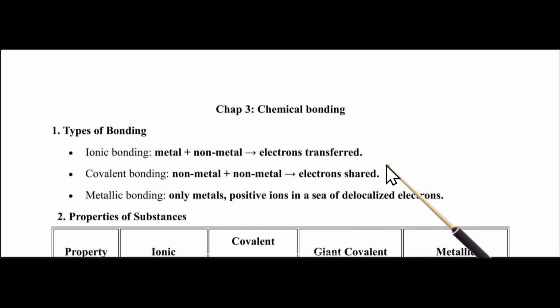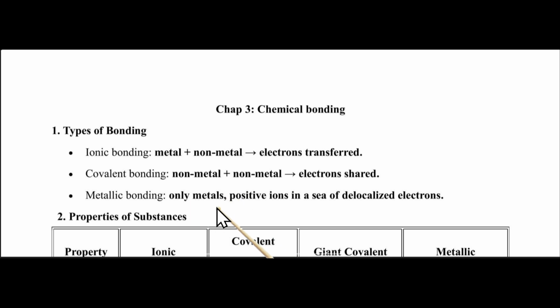For example, Cl2. They share the electrons. Electrons are shared between both the chlorine atoms, that is the molecule. The third thing is metallic bond. In metallic bonds, the metal will lose their electrons. So metallic bonding is usually between all the metal elements, they have the metallic bond.